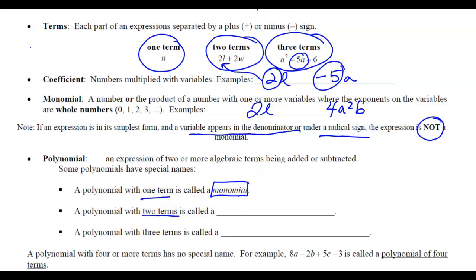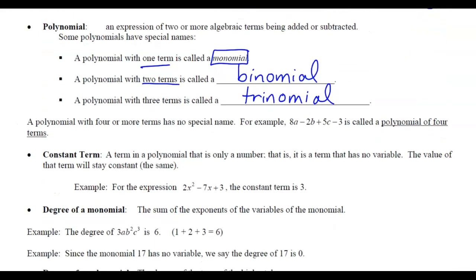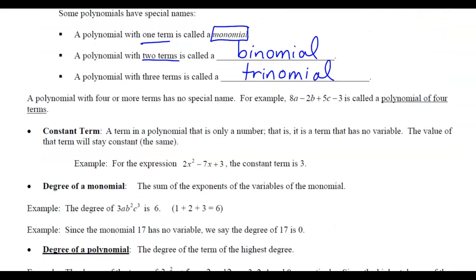Two terms, that's binomial, just like a bicycle has two wheels. And three terms, trinomial, just like a tricycle has three wheels. That's the most specific we can get. Anything more than three terms, we just call it a polynomial with four terms, or a polynomial with 10 terms, or whatever. So no special names past that. A constant term doesn't have a variable. Okay, so here the constant term is 3.